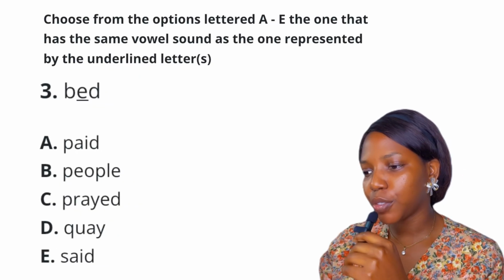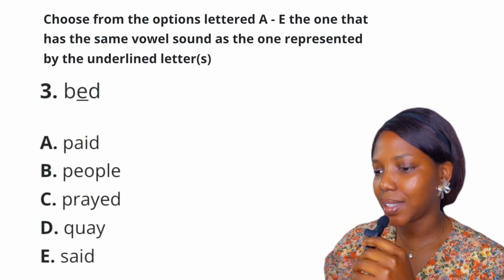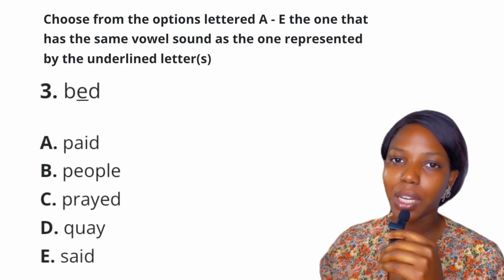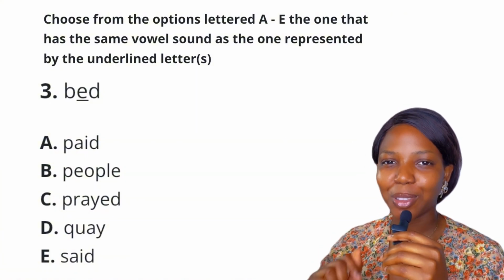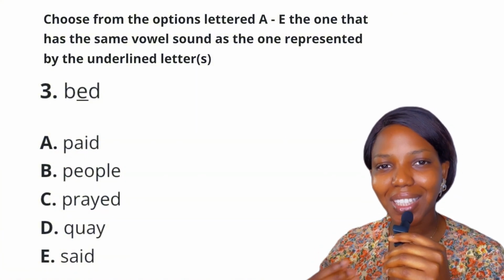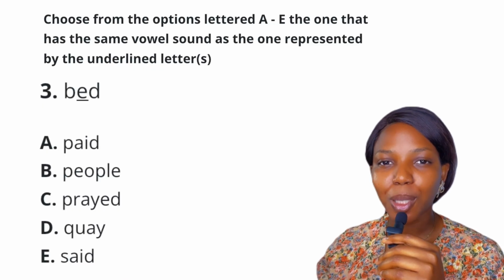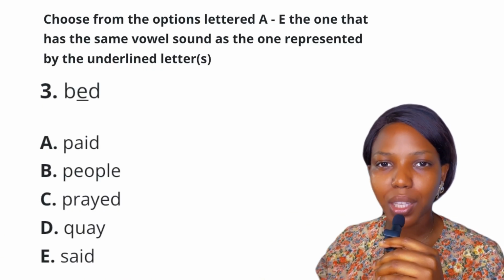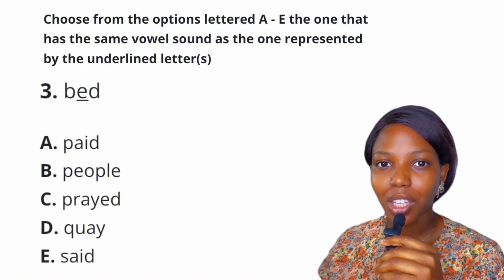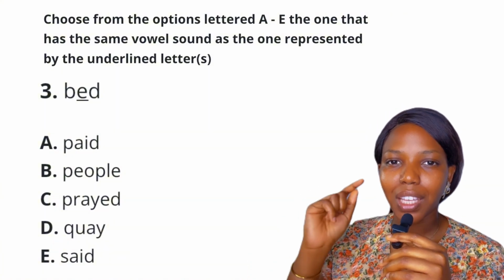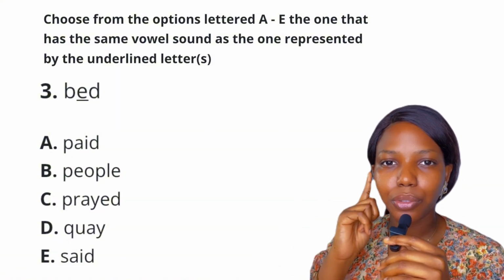Question 3. Choose from the options letter A to E the one that has the same vowel sound as the one represented by the underlined letter. Before you attempt this question, I must tell you this. Don't let English letters deceive you. Sometimes the same letters don't make the same sound. So let's test it with this question. Now, here's the hack. Ignore letters, listen for sound.